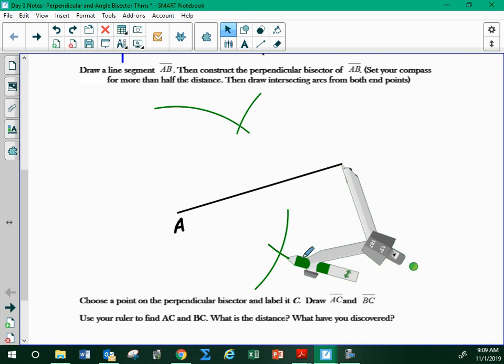So you only need to draw enough so that it intersects. If you find that you didn't quite go far enough on your arc originally, you can go back, put it on A, and extend out your arc as needed. But we just simply need to draw the arc above and below so that it intersects twice.